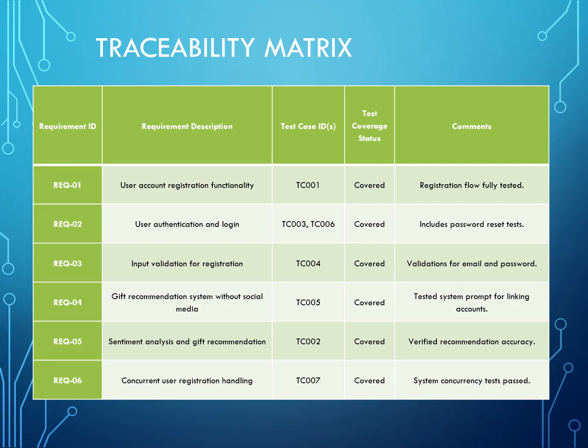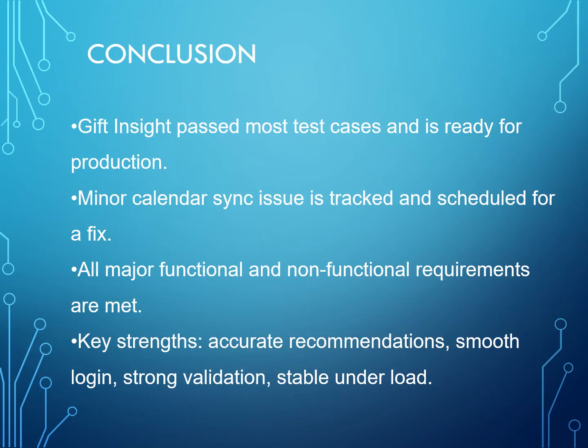The traceability matrix ensures that what was tested is covered by the requirements needed for the GIF Insight system. So we did test and it was covered that the user account registration functionality is covered, user authentication and login, input validation for registration, GIF recommendation system without social media was covered, sentiment analysis and GIF recommendation was covered, and concurrent user registration handling was covered, and these all passed.